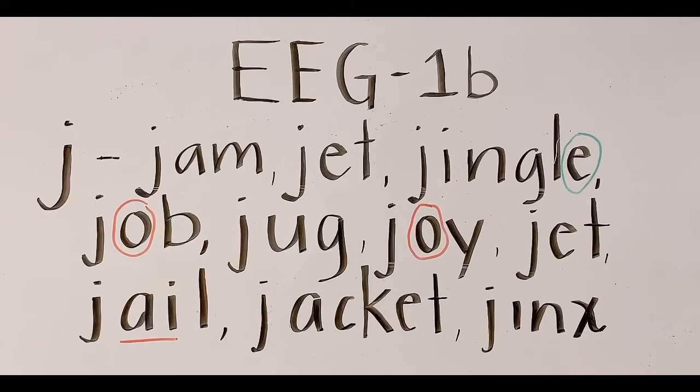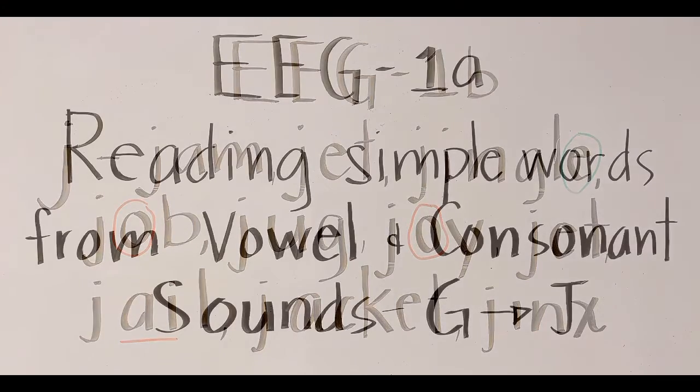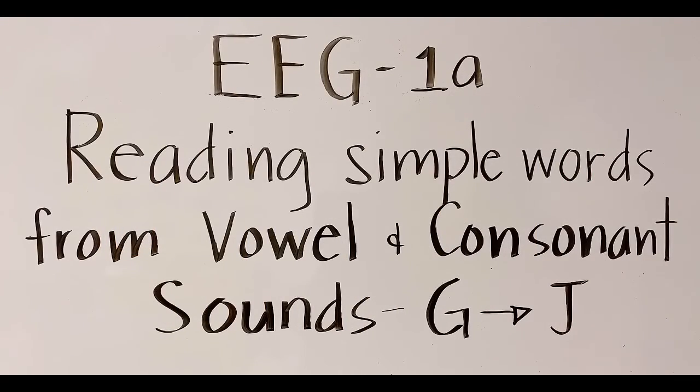Alright, and then the last is the letter A in here. So it's a combination of A and I. So you pronounce it A. Jail, jail. This one is A. Jacket, jacket. A. Okay. Jail. Jacket. All right. Good. So we are done reading simple words from vowel and consonant sounds G to J.